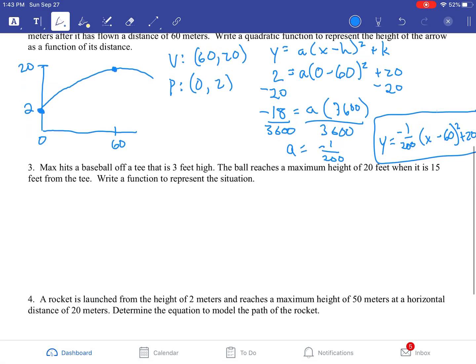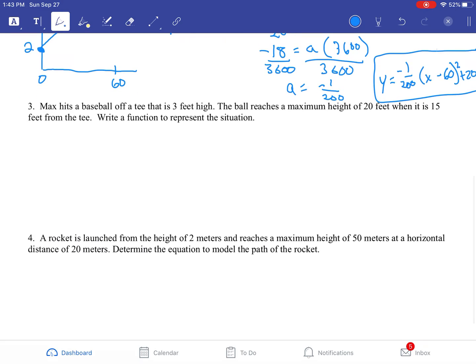All right, so what I'd like you to do is try number 3 and 4. And when you're done with that, you are done for today. We will see you tomorrow and go over 3 and 4 and how you did.